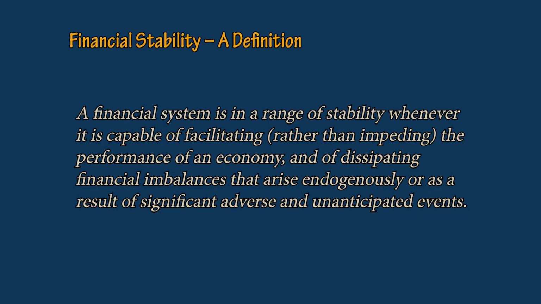A financial system is in a range of stability whenever it is capable of facilitating rather than impeding the performance of an economy. So it facilitates the performance of an economy. And also remember, dissipating the financial imbalances that arise endogenously, either from within or as a result of significant adverse and unanticipated events, maybe a pandemic, maybe a war. So A, to facilitate, B, to protect itself, to manage the unforeseen crisis.